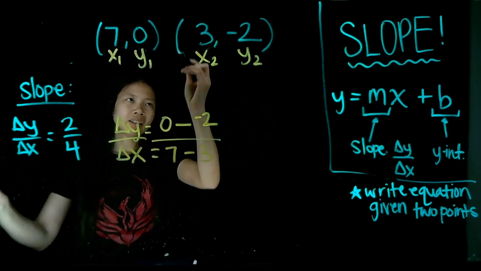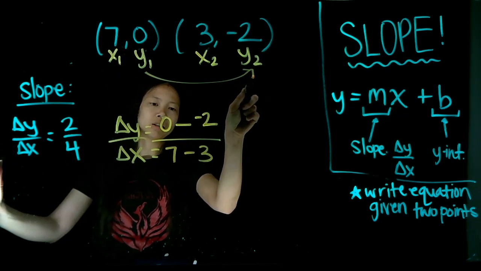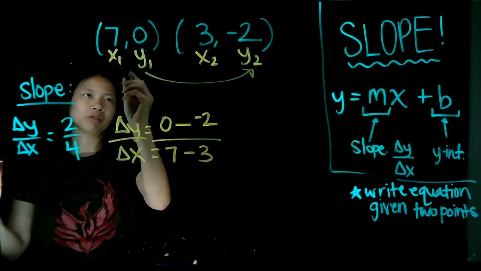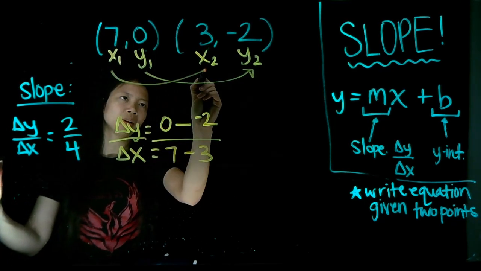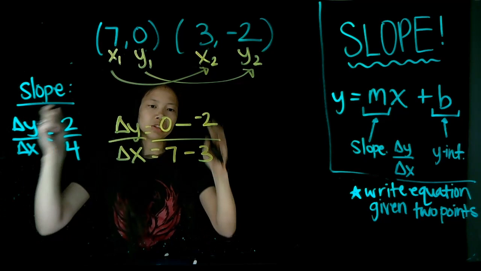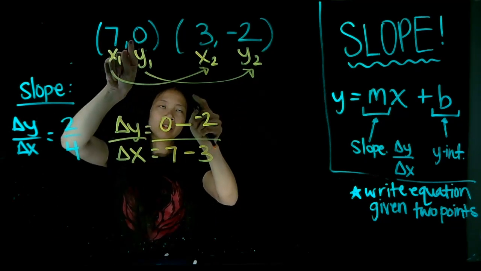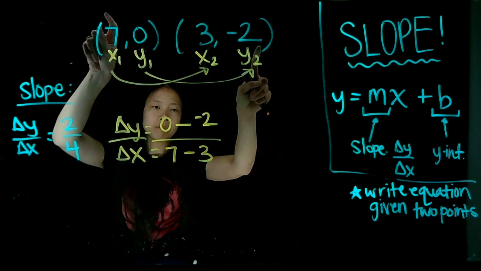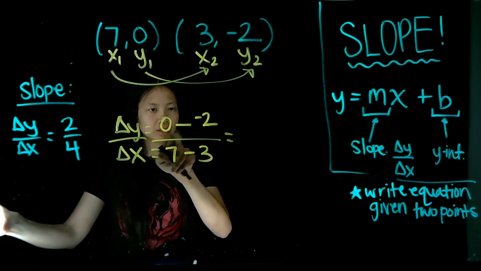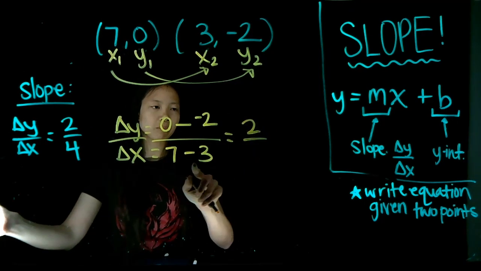It's very key here that since I started with the first point and subtracted the y value from the second point, the same happens with my x values. I start with my first x coordinate and subtract the x coordinate of my second one. So the direction matters. Since I did 0 minus -2, I have to do 7 minus 3. I can't do 3 minus 7. My difference here is positive 2 on top, and 7 minus 3 is 4.